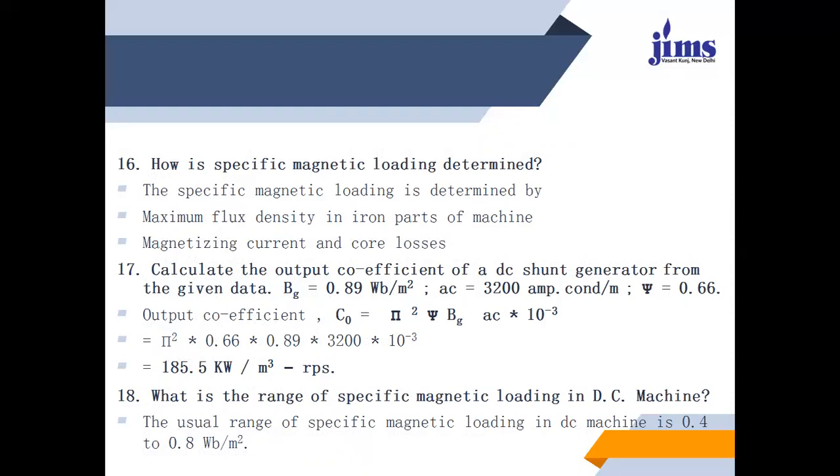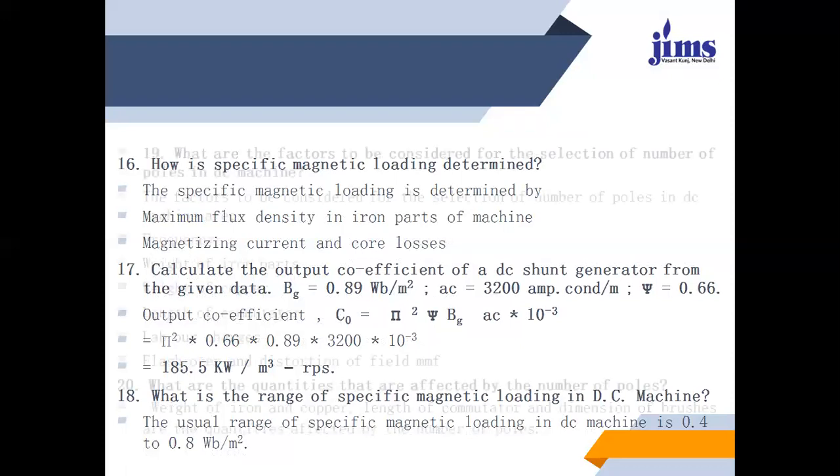What is the range of specific magnetic loading in DC? The usual range of specific magnetic loading in a DC machine is 0.4 to 0.8 Weber per meter square.